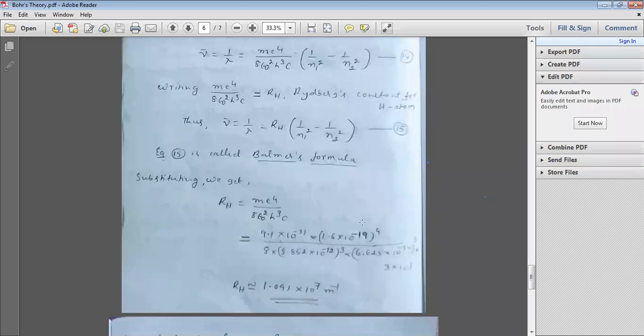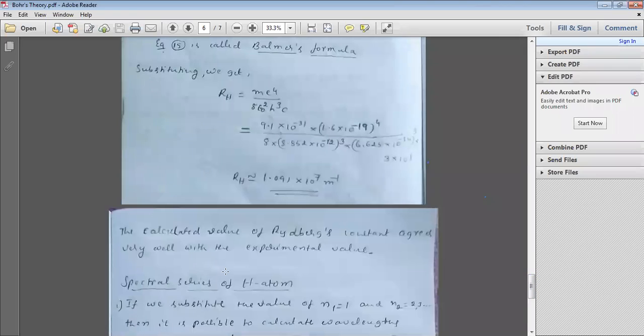If you do this entire calculation, you are going to get a value of Rydberg constant RH that is equal to 1.091 into 10 to the power of 7 per meter. The value of Rydberg's constant as per Bohr's theory, calculated using Bohr's theory, is found to be equal to 1.091 into 10 to the power of 7 per meter. And this calculated value of Rydberg's constant, 1.09 into 10 to the power of 7 per meter, actually matches very well with the experimental value.